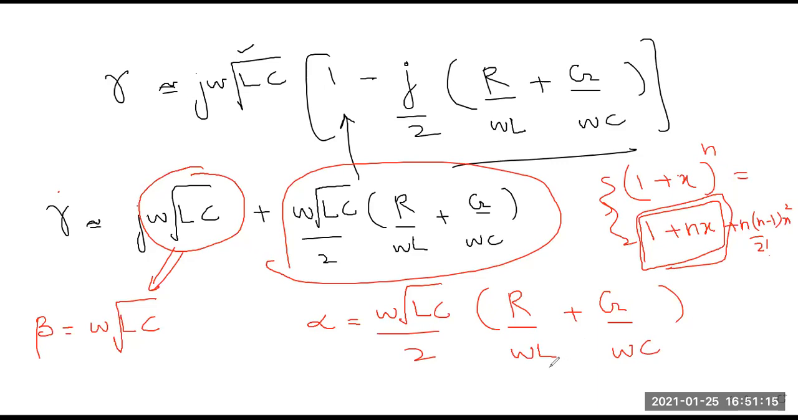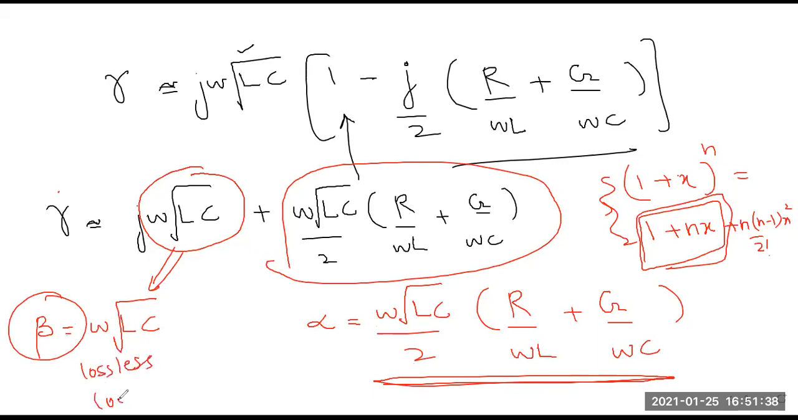We know that for a lossless line, the attenuation constant, that is alpha, was 0. But now you can clearly see that for a low loss line, the attenuation constant is not 0, but is equal to this. So the phase constant is the same for both lossless and low loss lines. They both have the same beta value. But for a lossless line alpha is 0, while for a low loss line it is not equal to 0.